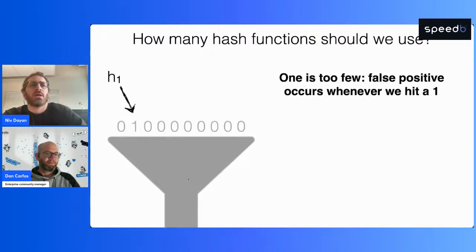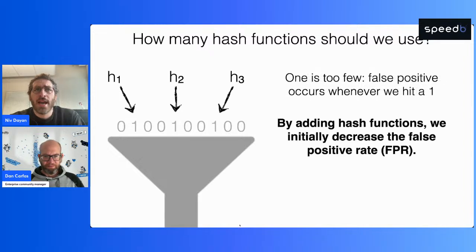OK, so a natural question here is how many hash functions should we use for the Bloom filter? In the extreme case, you can use one hash function. But that might be too little, because if you're only using one hash function, then every time a query hits a 1, you're going to be returning a false positive. So you'll end up with a pretty high false positive rate. As you add more hash functions, the false positive rate drops because it becomes a less likely event that more and more hash functions for the same key will all map to ones.